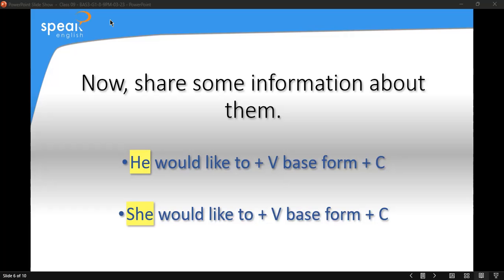Question 3, would you like to travel to another country? His answer, I would like to visit Spain. Question 4, how would you like to be remembered? His answer, I would like to be remembered as someone happy. And question 5, who would you like to see again? His answer, I would like to see my cousin again. Okay, excellent. Very nice.